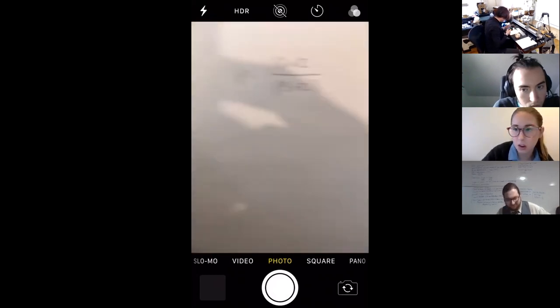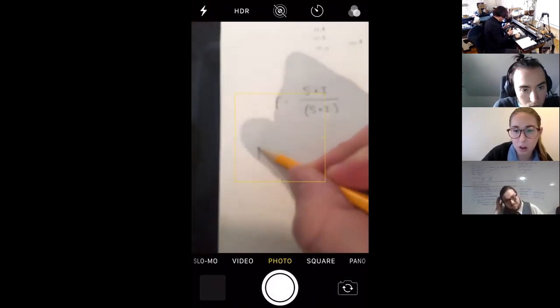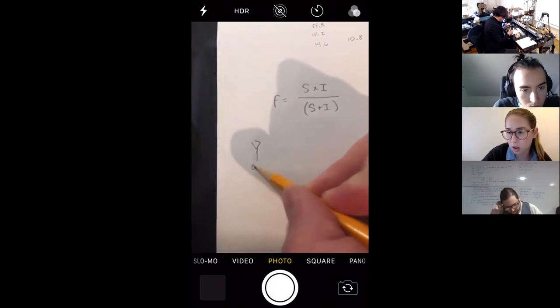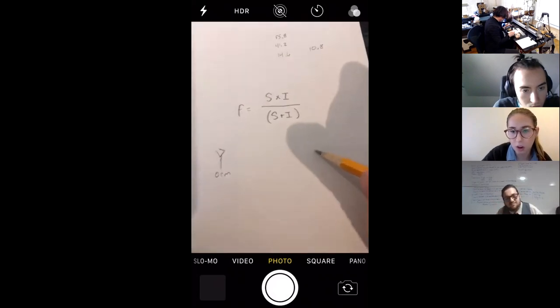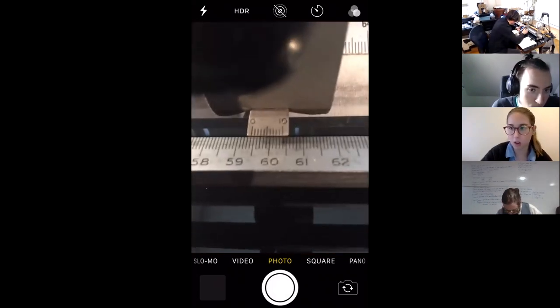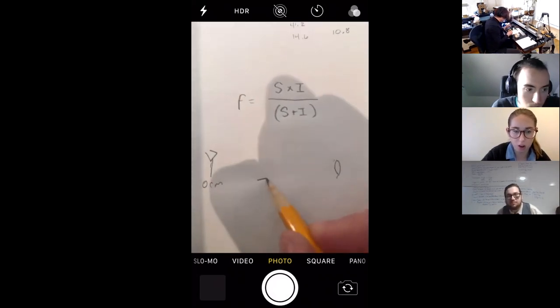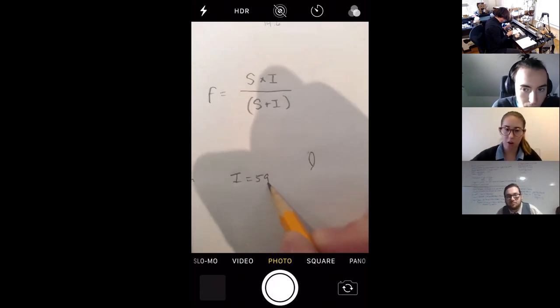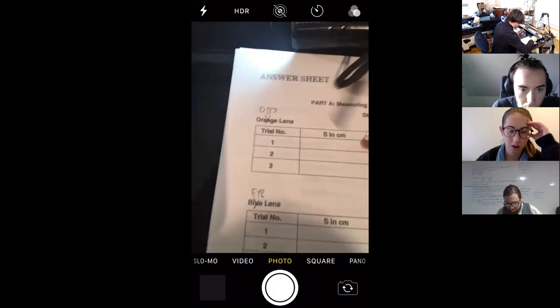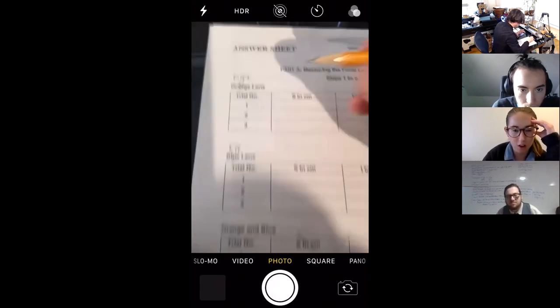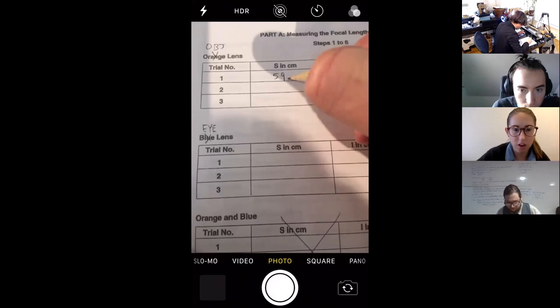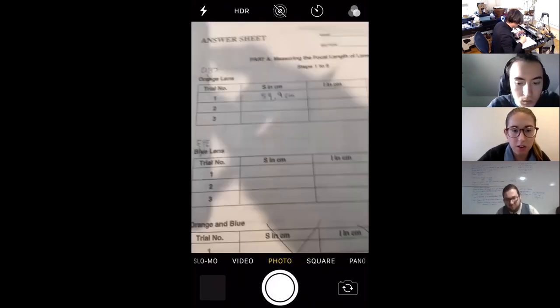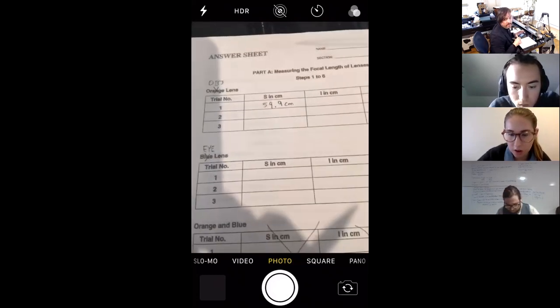Now, let's look on the paper. If the cardboard triangle is at 0 centimeters and our lens over here is at, let's take a look, looks like 59.9 centimeters, then our first image distance is 59.9 centimeters. And we should write that down under objective, under our first S, 59.9 centimeters, okay? Everyone got that, their first value?